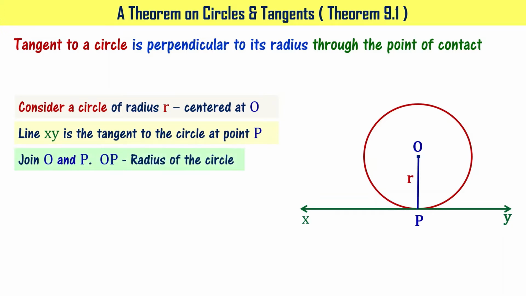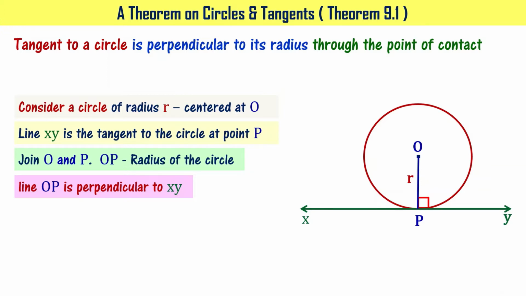Now let's join O and P such that OP becomes radius of the circle. As per the theorem, line OP is perpendicular to line XY. In other words, radius is perpendicular to the tangent through the point of contact. In other words, we can say that a tangent to a circle is perpendicular to its radius through the point of contact.